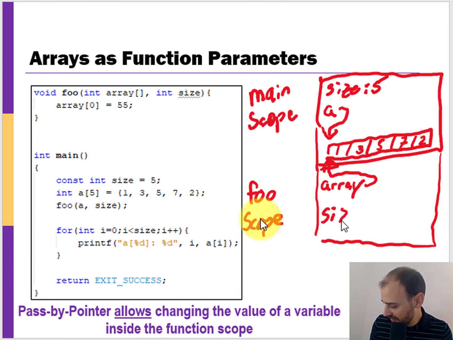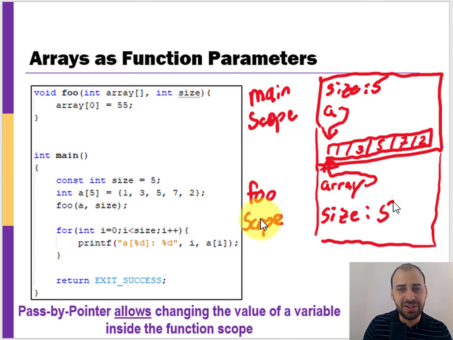And so we have a copy of size, which is 5. Because size is passed by value, it's an integer, right? It's not an array. It's an integer. It's a data primitive. So we're going to make a copy of it. Arrays are passed by pointer. We don't make a copy. We just point to the original.